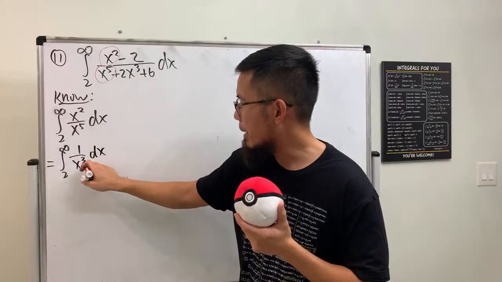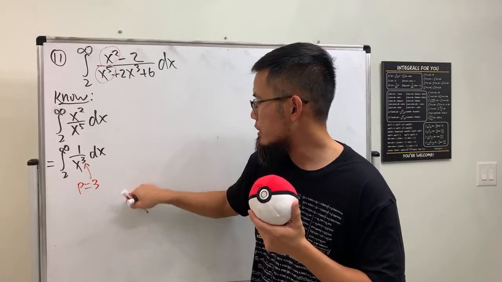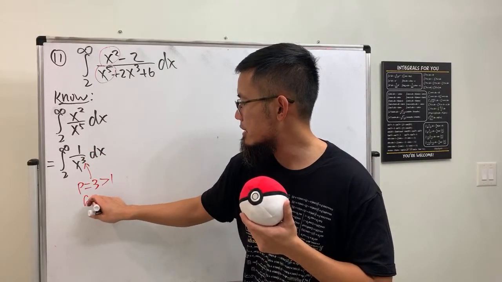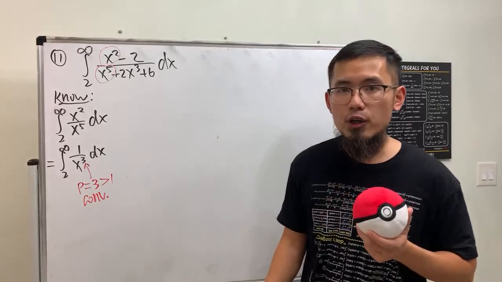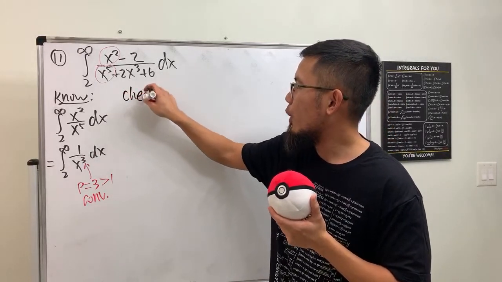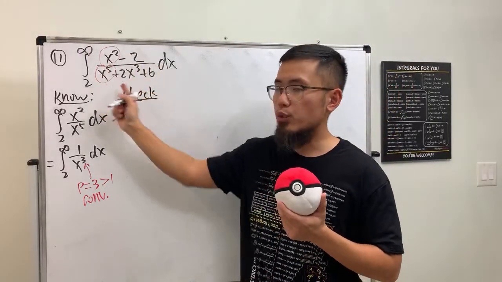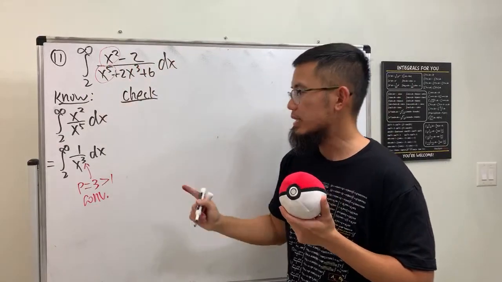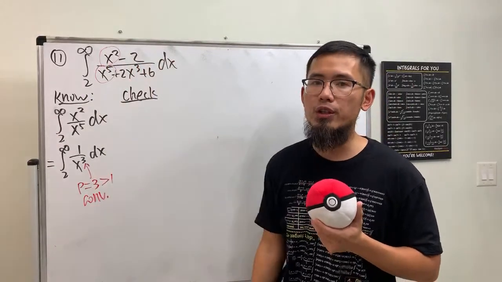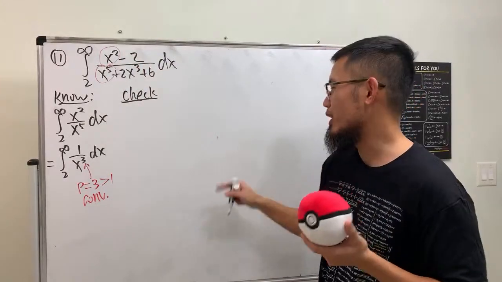This right here, by the p integral, this is 3, which is bigger than 1. That means this integral actually converges, right? Cool. Now, what we are going to do next is check if this integral that we are dealing with is less than or equal to the convergent integral that we know. If so, congratulations, we can draw a conclusion and then we can move on.